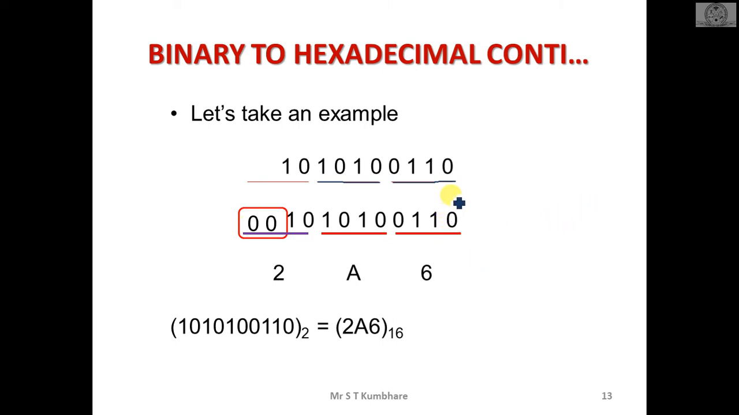What you can do, this is 1, this is 2, this is 4, this is 8. So this is 0, no need to take care. 1, so 4 plus 2, 6, so this is 6. Similarly 8 and 2 means 8 plus 2 is 10. In hexadecimal it is written as A because after 9 comes A. Then 1, 2, so 2. 2A6 is the hexadecimal equivalent for the binary number.